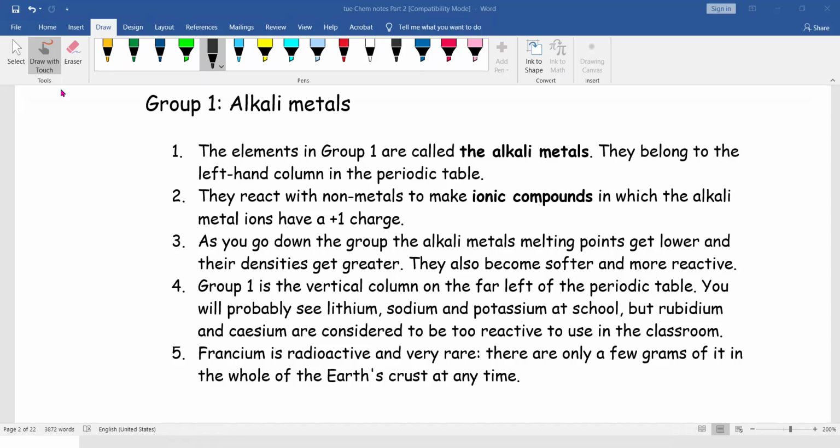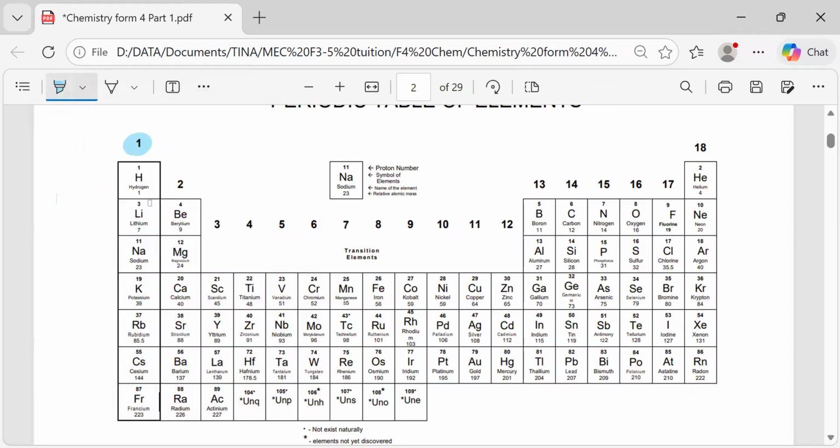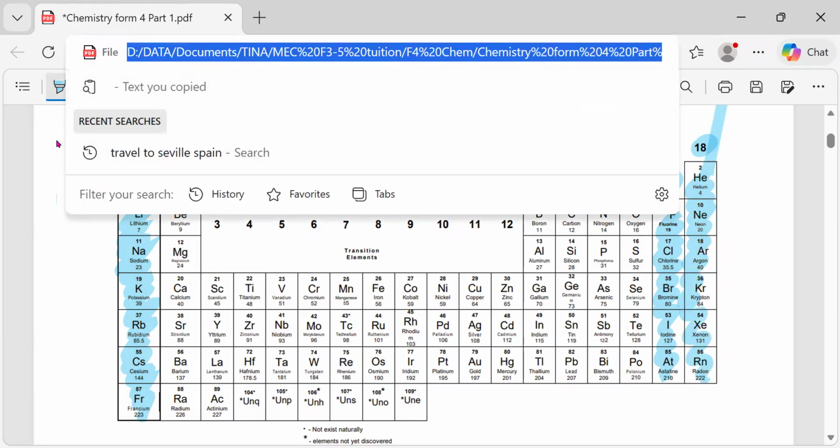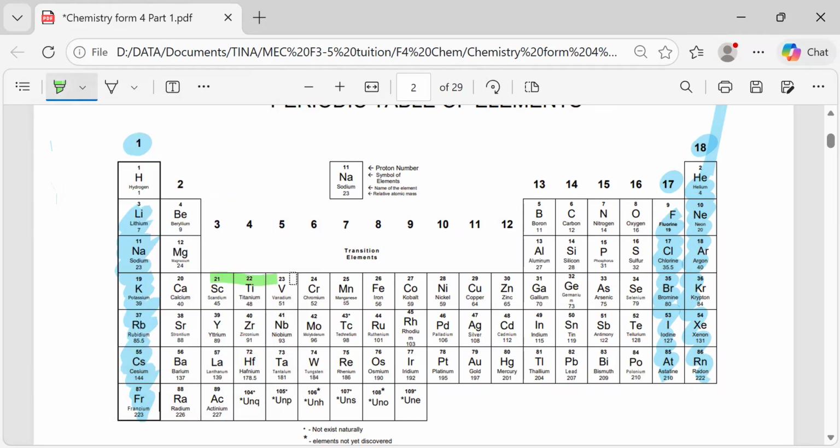Okay. This whole chapter, we're only gonna learn a few things. We're gonna learn group one, which is lithium, sodium, potassium, rubidium, cesium, francium. We're going to learn group 17, which is fluorine, chlorine, bromine, iodine, astatine. We're going to learn group 18, helium, neon, argon, xenon, radon.